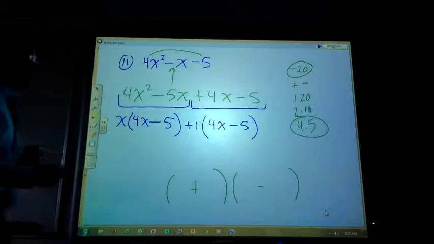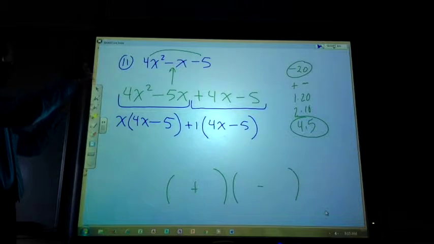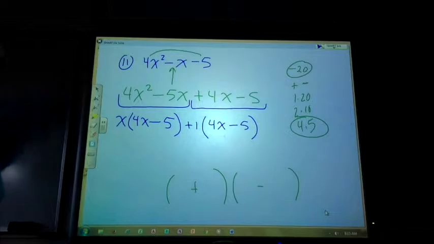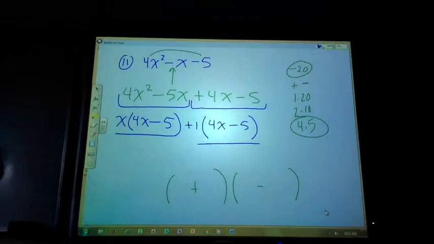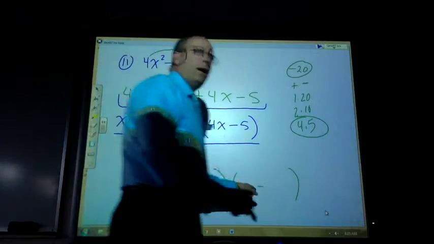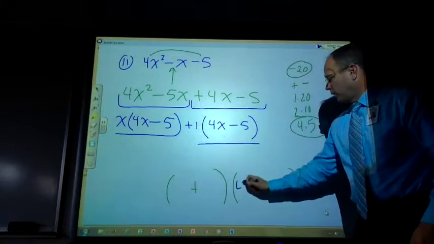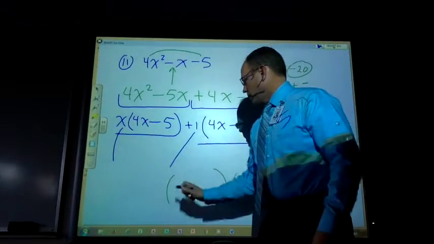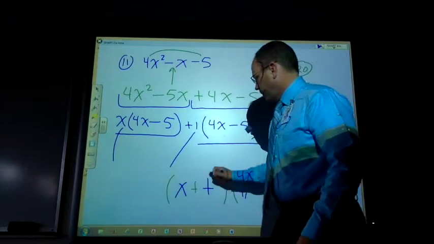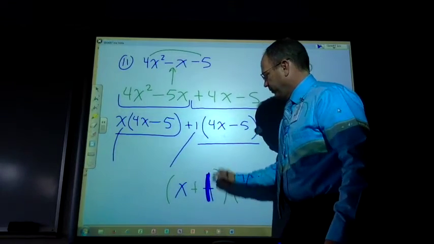Doesn't change anything. So I went from 3 terms originally to stretched out to 4 terms. Now I'm down to 2 terms. What do I have in common between these 2 terms? 4x minus 5. See where I have my minus down here? I'm going to put it on this one, 4x minus 5. What do I have left? X plus 1. Oh, that's a 1. Sorry.